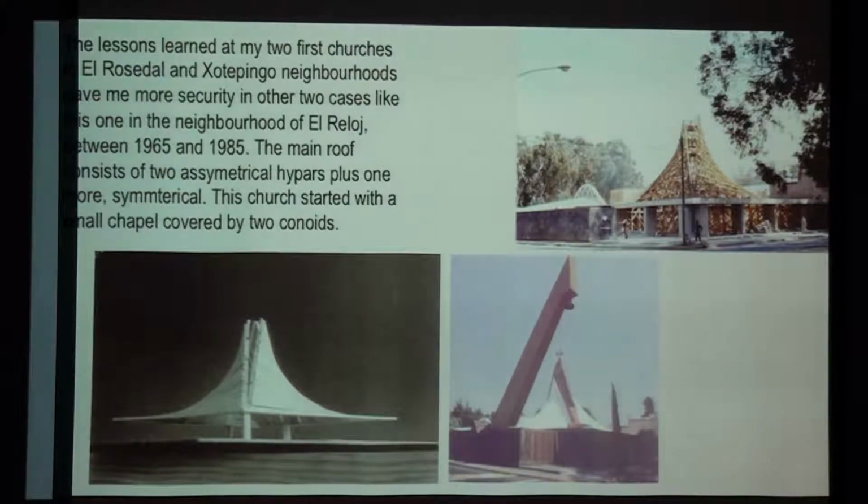The lessons learned at my first two churches at El Rosedal and Xotepingo neighborhoods gave me more security in two other cases, like this one in the neighborhood of El Reloj, between 1965 and '85. The main roof consists of two asymmetrical hypars plus one more symmetrical. This church started with a small chapel covered by two conoids. You can see them in the picture to the right, behind the formwork of the roof, no?